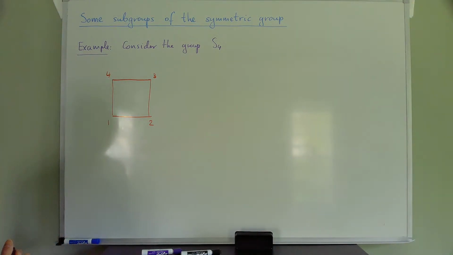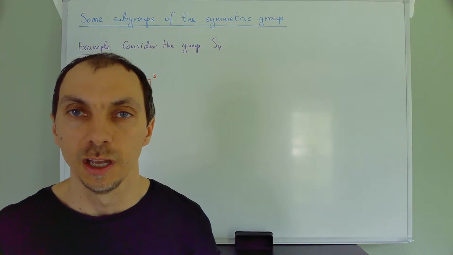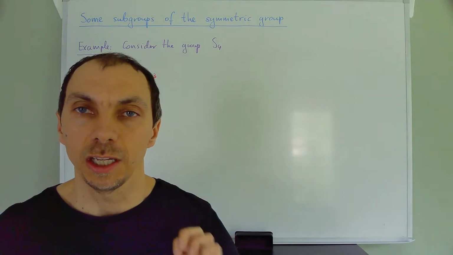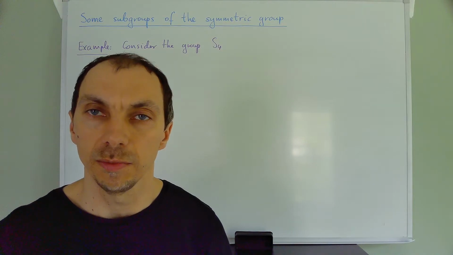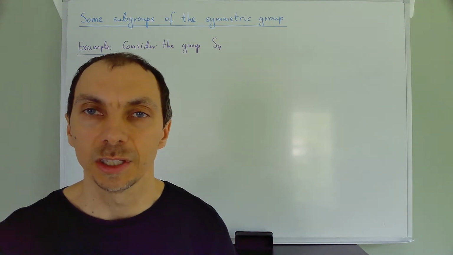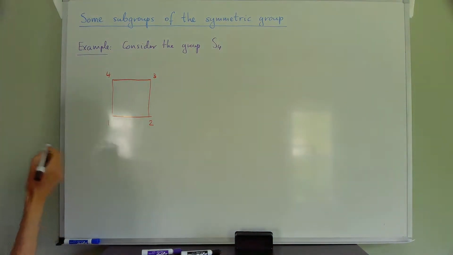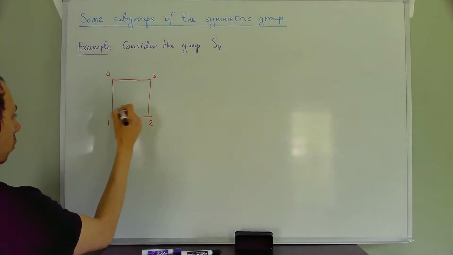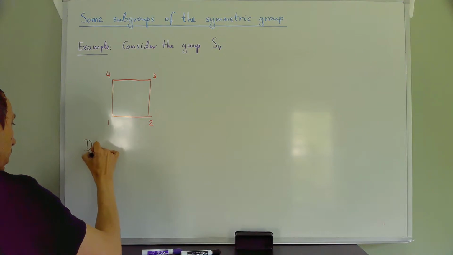However, certainly the symmetries of the square that we studied are all permutations. So that means that the dihedral group can be naturally thought of as a subgroup of the symmetric group. So I would like to identify which elements of the symmetric group actually come from the dihedral group. So let me just write D8 here.